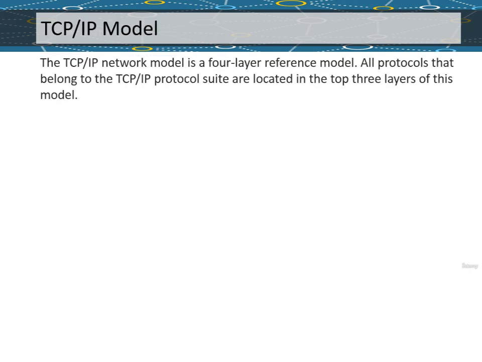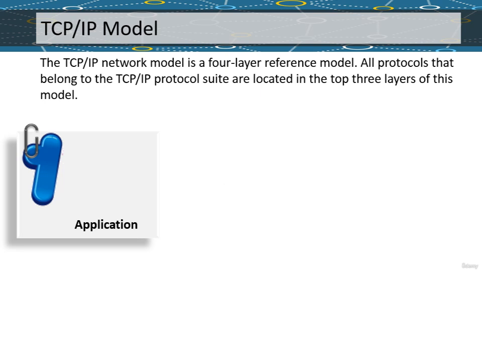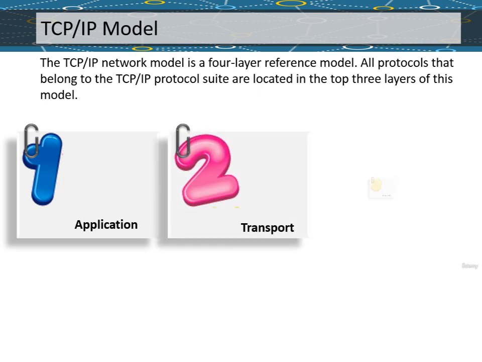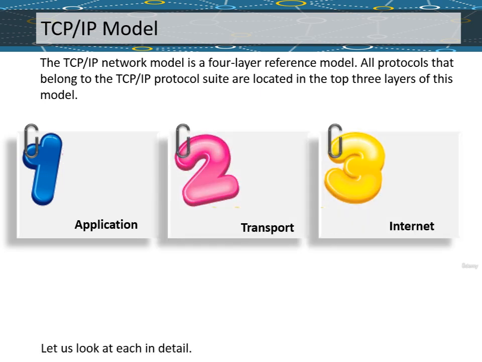TCP/IP model. The TCP/IP network model is a 4-layer reference model. All protocols that belong to the TCP/IP protocol suite are located in the top 3 layers of this model. Number 1, application. Number 2, transport. Number 3, internet. Let us look at each in detail.